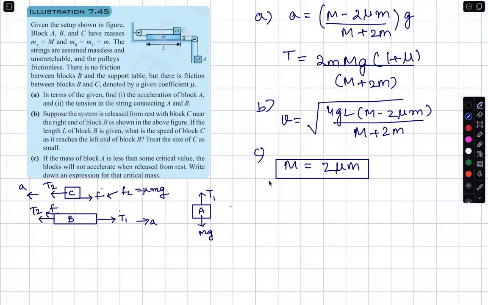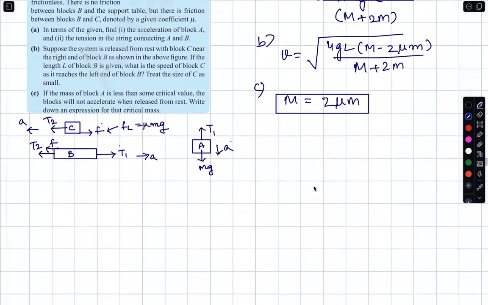Okay? So acceleration is A downwards. This is all known to you, you know how to handle. What you will do, you simply draw the free body diagrams. Mg minus T1 is equal to MA. What else? T1 minus F minus T2 is equal to mB.